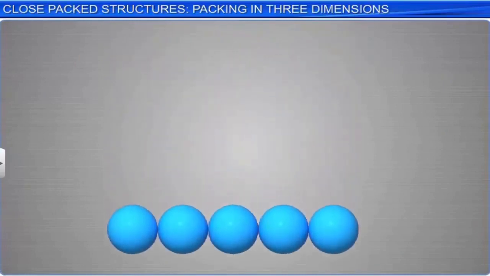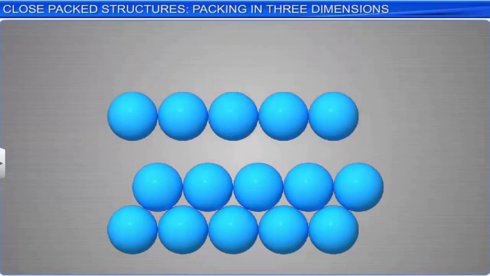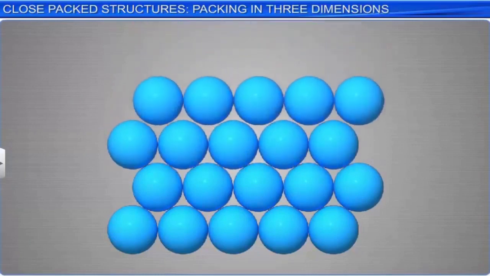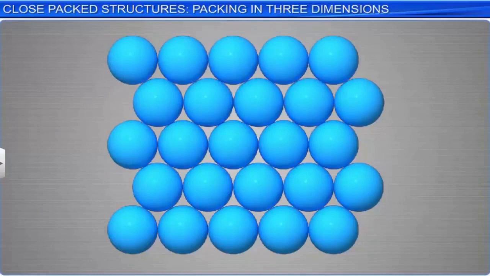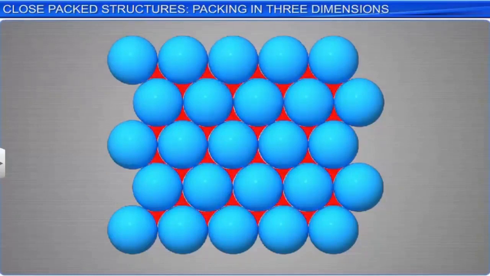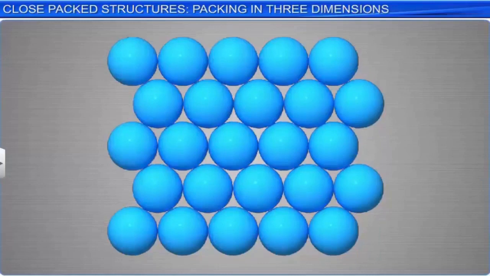As you can see, the depressions of the first layer are the ideal seats for the next layer of spheres. By placing the constituent particles or the spheres in the depressions of the first layer, a second plane of close-packed spheres lying on the first plane is generated.